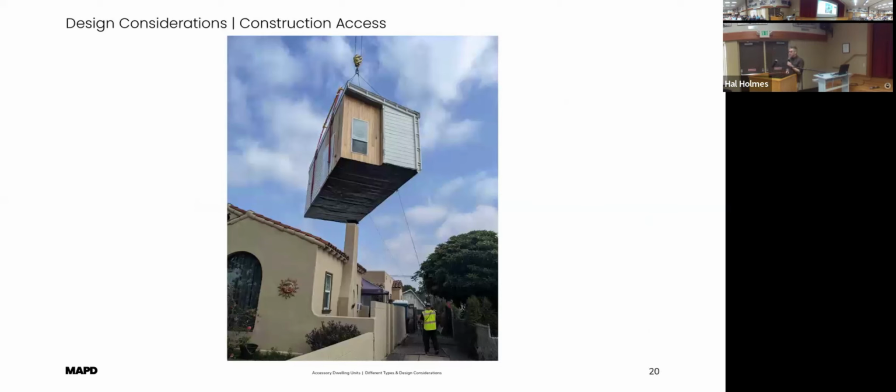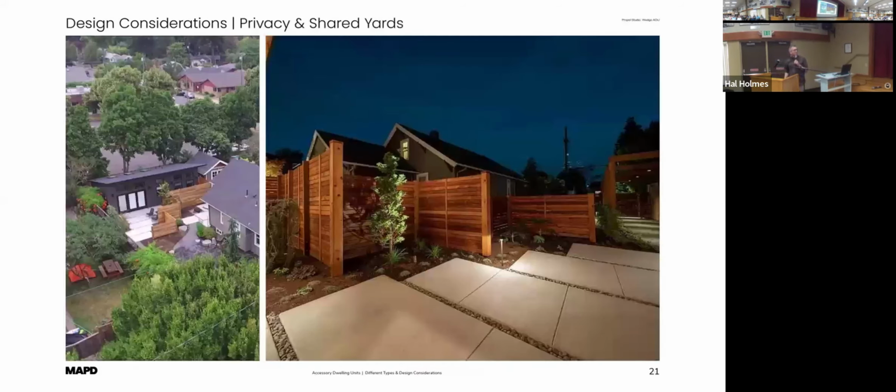Access is also important for construction, especially on smaller lots. So you're going to want to think about how this ADU is going to get built on the site and making sure that material and crews can get back there, or if it's modular, it can be crammed in. You want to think about that siting relative to privacy and shared yards.